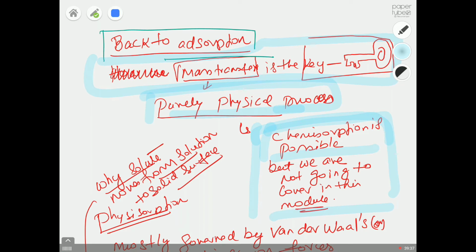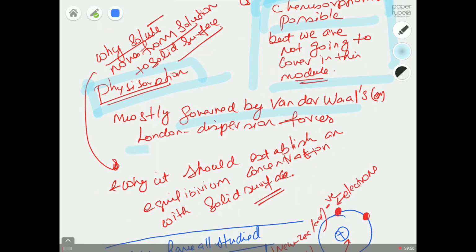I talk about a purely physical process because we are going to talk about what type of forces are involved in adsorption. Whenever I say physical process, we call it physisorption, the technical term for that. This is mostly governed by van der Waals, or London dispersion forces. Keep those in mind. You should know what type of forces are involved in physical adsorption, because if you know this, then when you are studying chromatography, our life will become a bit easier.